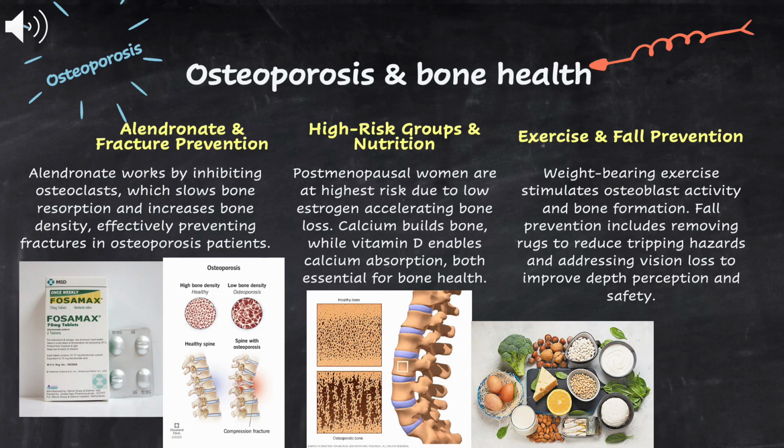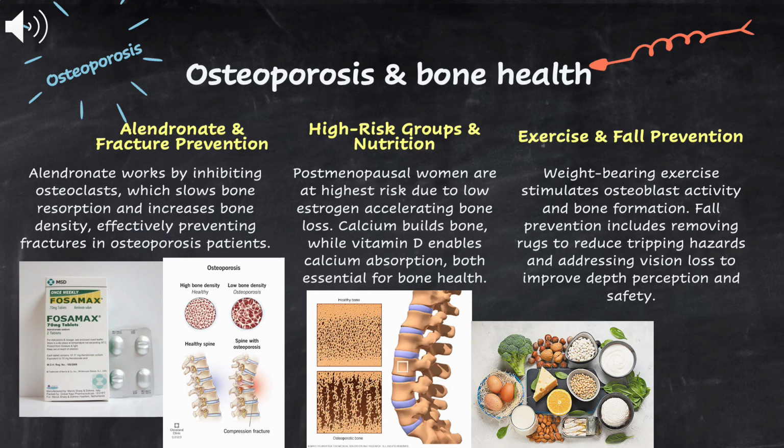By slowing bone breakdown, bone density increases, which significantly reduces fracture risk in patients with osteoporosis. For exam questions, remember, osteoclast inhibition equals decreased bone resorption. Next, high-risk groups and nutrition.